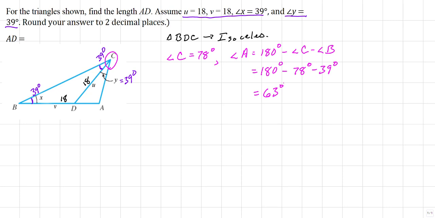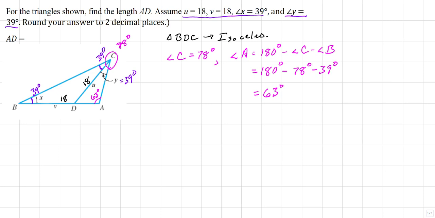Just a clarification, this diagram doesn't seem to be drawn to scale, but that's okay. So if this is 63 degrees, I now can go ahead and determine what my length AD is based upon the information that I'm given.